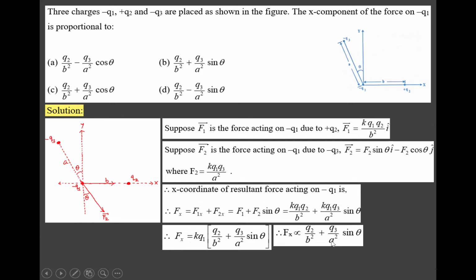So our option, that is B. So here if we take this Q1 constant, then we can write Fx proportional to Q2 upon B square plus Q3 upon A square sine theta. So answer is B. Clear to all of you?